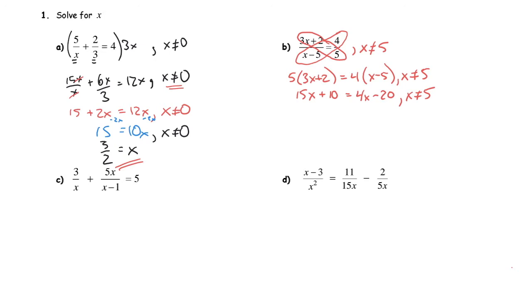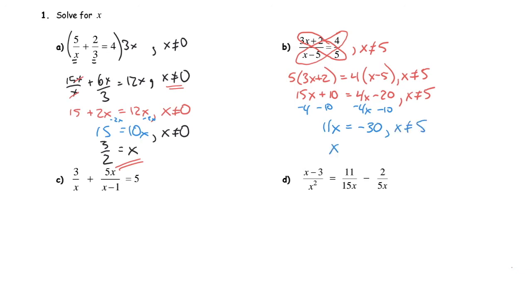So now we're going to bring the 4x over. I'm going to subtract 4x from both sides. Actually, I'm going to subtract 10 from both sides as well. Sorry, I wanted that to be subtract 10. And so 15 minus 4 will be 11x. Negative 20 minus 10, that's going to be negative 30. Again, with the stipulation that x can't equal 5.